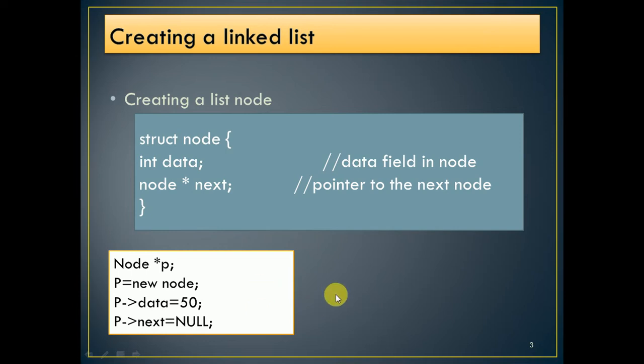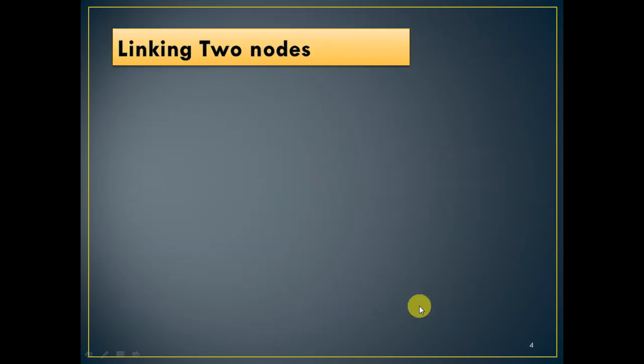After creating a node in the memory, one node is created, and suppose I want to set some value to that node. It means that p points to data is equal to 50 and p points to next is equal to null, and that node has the address 1002. This is the simple creation of one single node. Now we see the linking of two nodes. In the previous lecture we already discussed this topic, that is linking of two nodes.